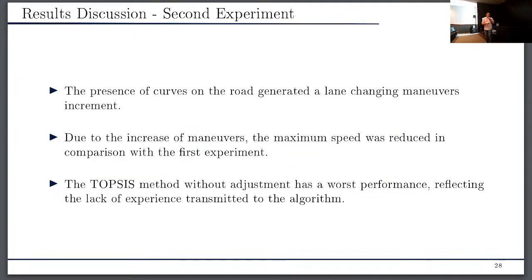So the discussion for this experiment is that the presence of curves in the road generates more lane change maneuvers. These maneuvers reduce the speed of the vehicle, and the TOPSIS with adjusted vectors of weight and impact shows the worst performance, reflecting the lack of variance transmitted to this algorithm.